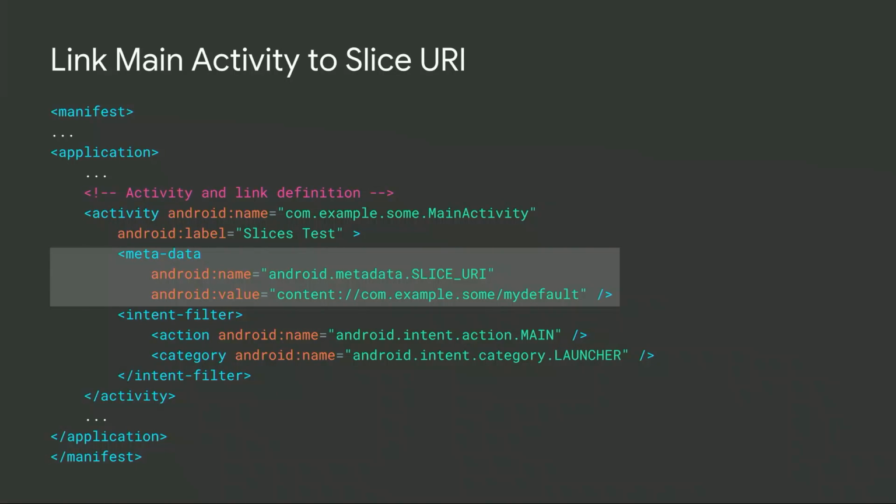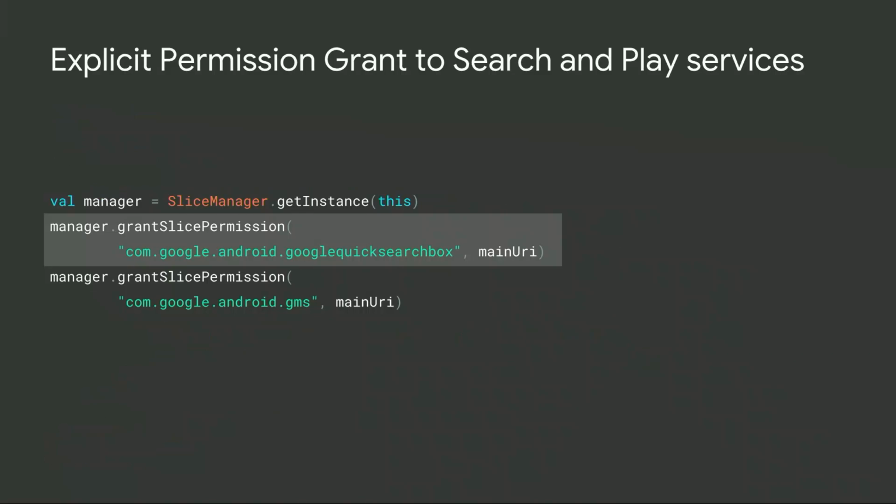So linking the activity is actually really, really simple. You just add 1 piece of metadata into your manifest. And that metadata points at any slice URI you want within your app. And that's the URI that you can expect to get bound when the users type in the name of your app. You also need to grant these permissions explicitly to search and play services so that it has access to read your slice and display it properly. We'll talk a bit more about permissions in a little bit, but these are basically the lines of code you need to do for a default slice or an app slice.